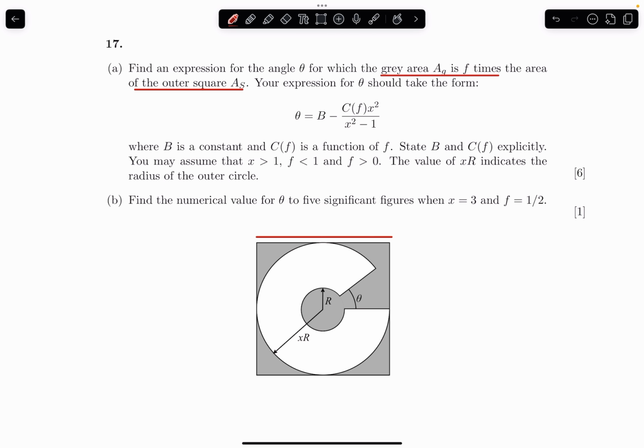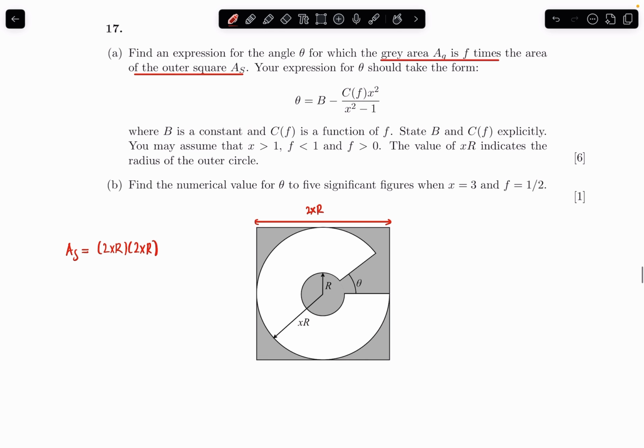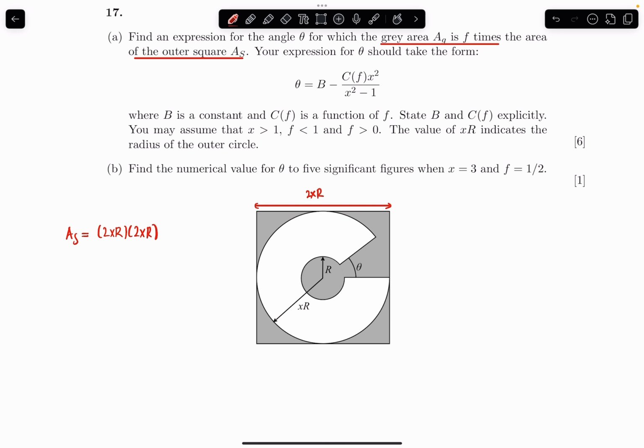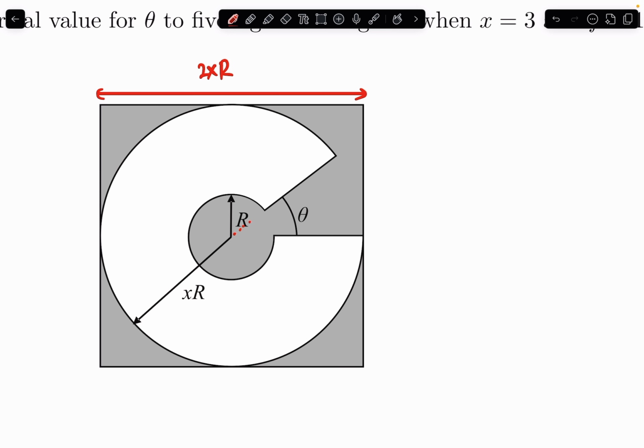So this is important to us because it means that this side here is going to be 2xr, because the radius that we have is xr. And this means that because the outer square's area is AS, 2xr times 2xr is going to be our area for the outer square. And then inside we have a circle. It's not completely a circle because, as you can see here, we have a sector that separates between these two points of the circle.